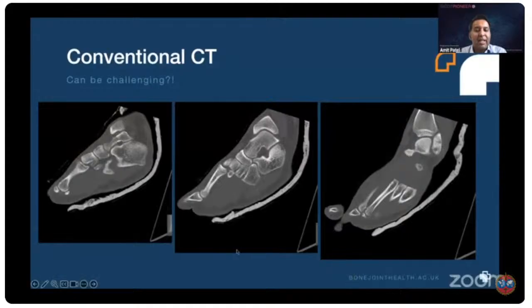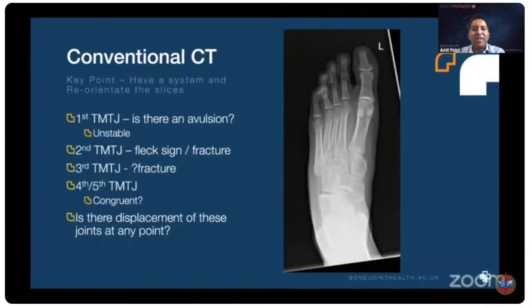And in something obvious like this, you are able to see, such as the first diagram on the left, you can see the first TMTJ is dislocated, slightly subluxed. The second TMTJ in the middle doesn't look really normal. And on the lateral radiograph, you can see the third, fourth, and fifth metatarsal bases aren't really aligning with the rest of the midfoot. So in somebody with a really gross incongruency, you can tell what is injured and what needs to be managed. But what I would encourage people to do is have a system and reorientate these slices.